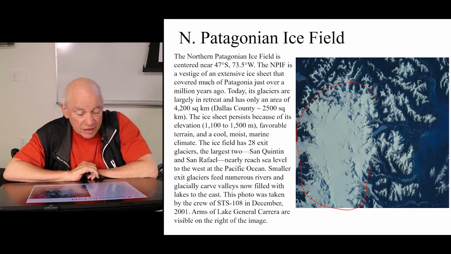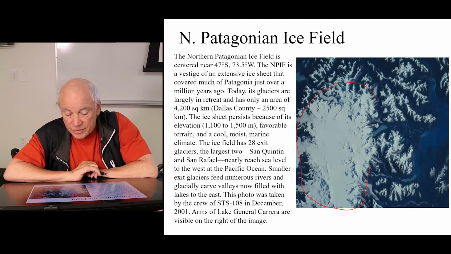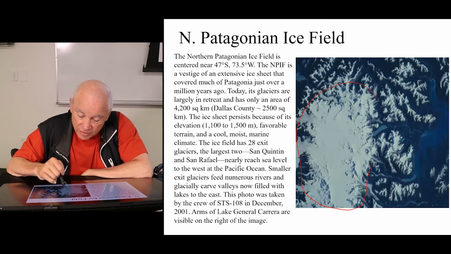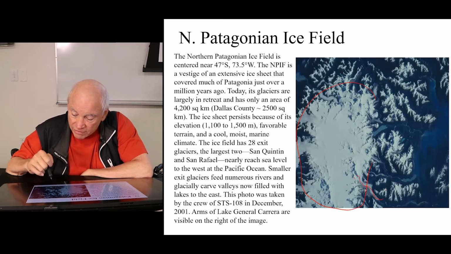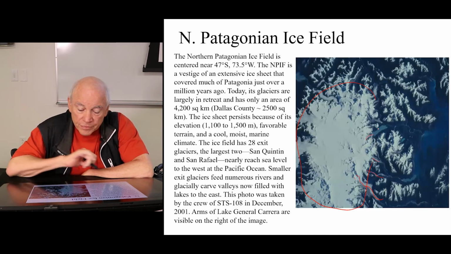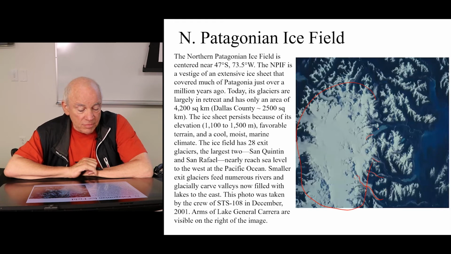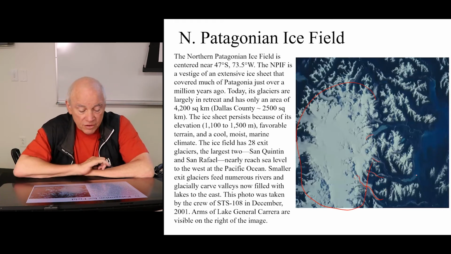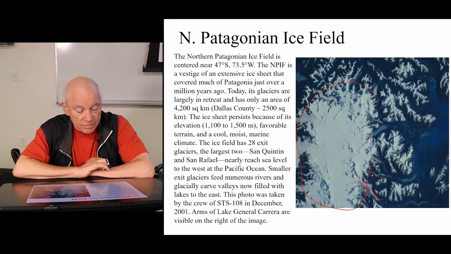But it's getting plenty of moisture and stays cold enough to stay for quite some time. And it's got 28 exit glaciers. You can see them here. Here's an exit glacier going down a valley, another one, another, here's another. And these carved valleys end up being lakes after the ice retreats.